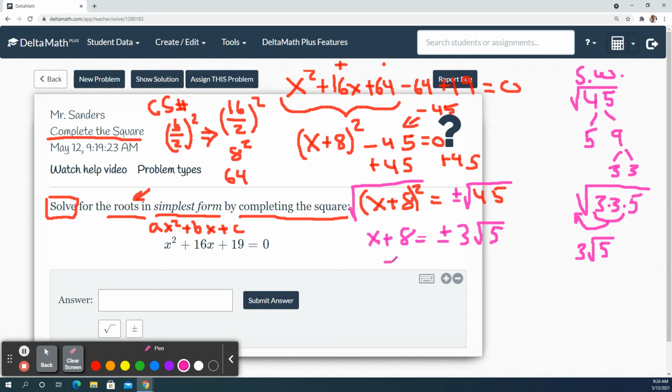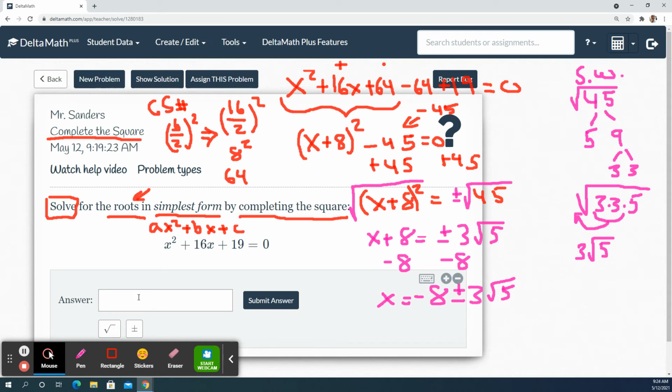To get x by itself, we subtract 8 from both sides, and I get x equals negative 8 plus or minus 3 radical 5. And that completes it. We're done. So this answer is negative 8 plus or minus 3 times the square root of 5.